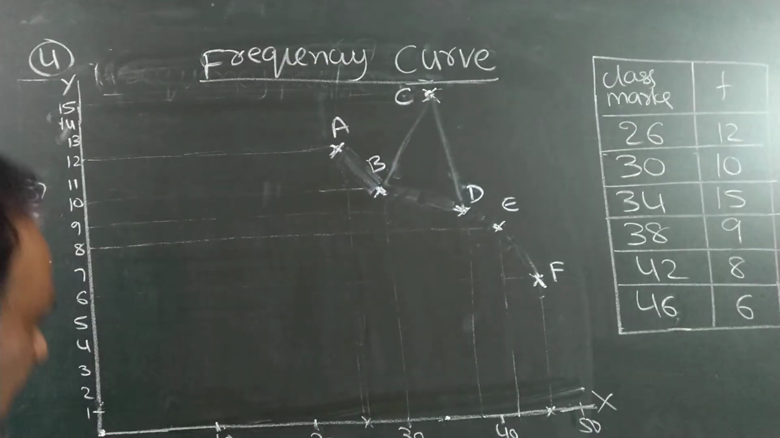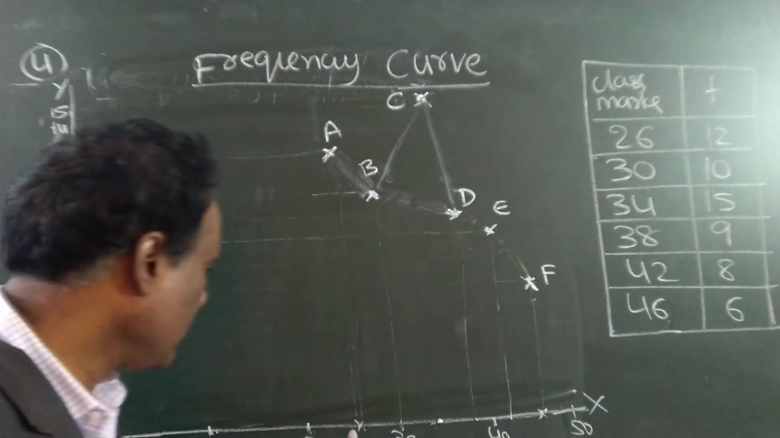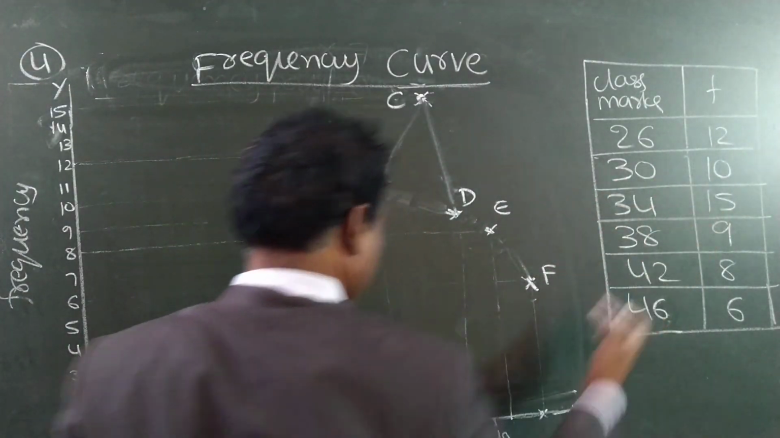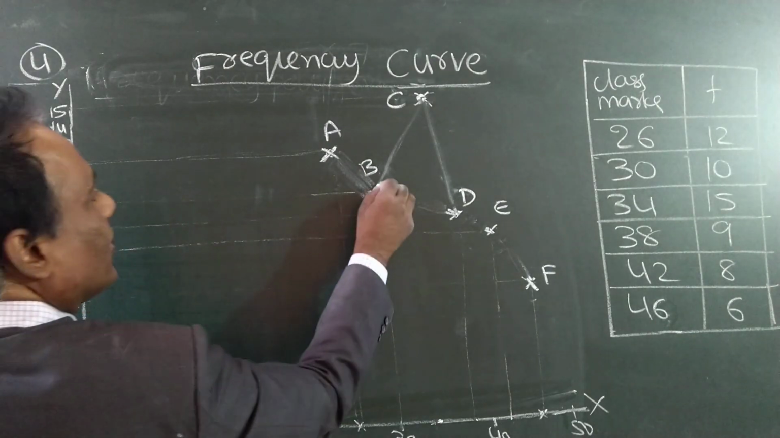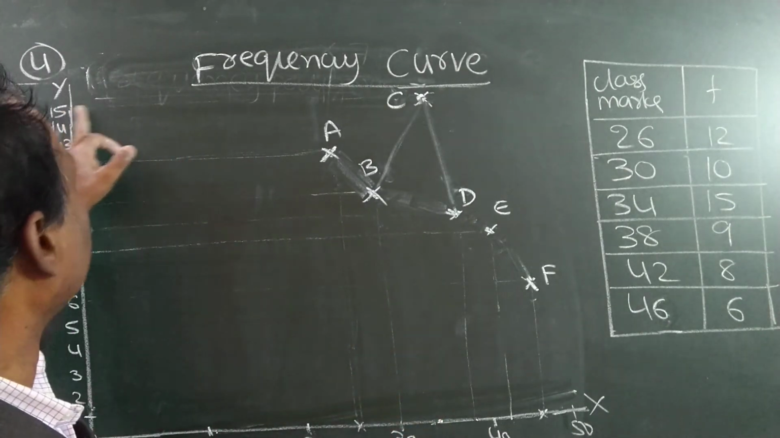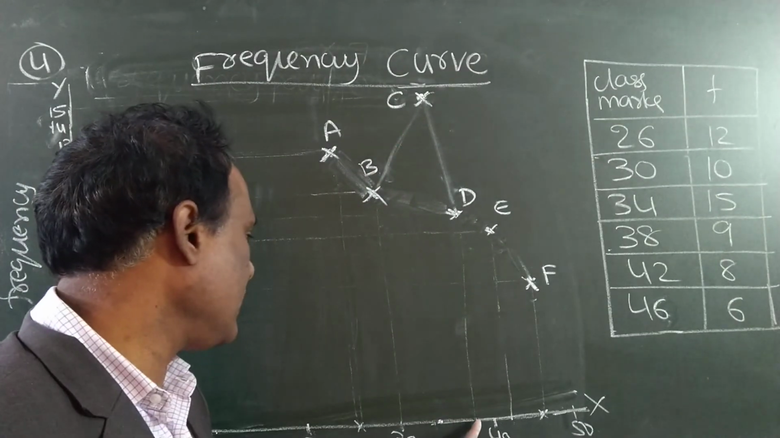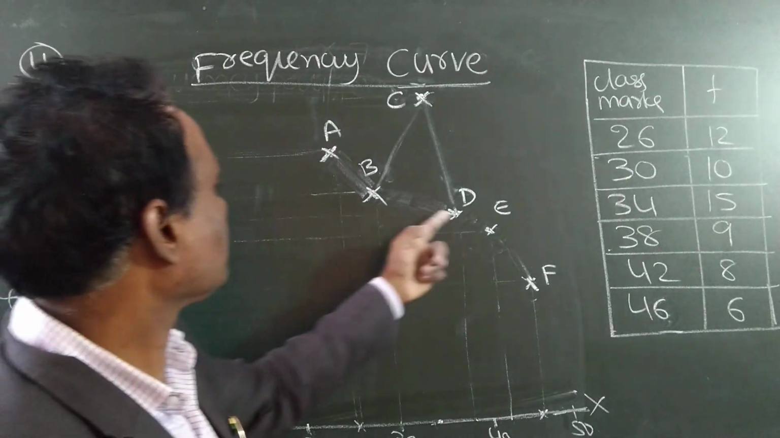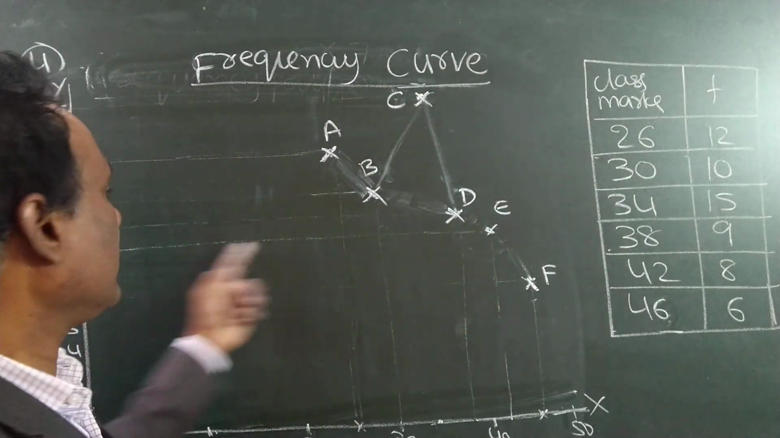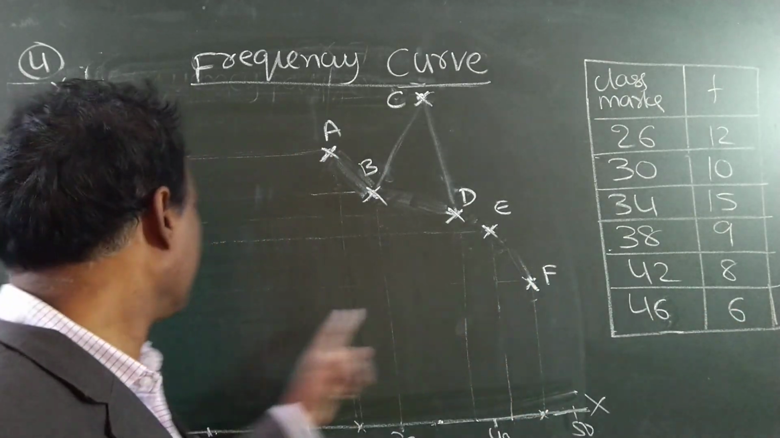Now, class marks means mid values. First one is 26, frequency is 12. 26, 12, point. 30, 10, point. 34, 15 is here. 38, 9. 42, 8. 46, 6.